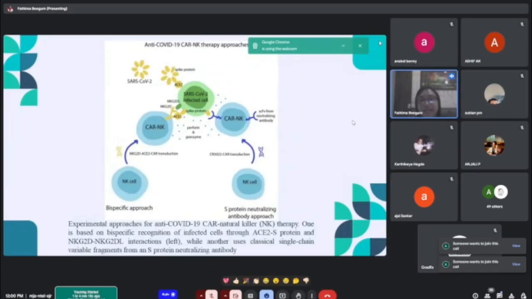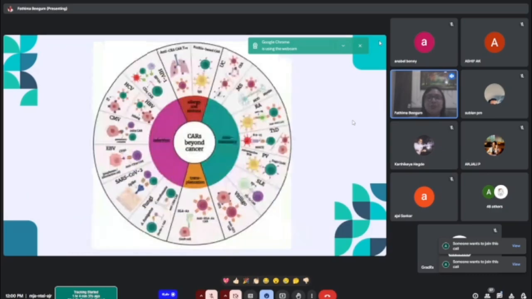Then even for COVID-19, CAR NK therapy approaches are there. NK cells are activated and used to destroy SARS-CoV-2 as well as CoV-1 infected cells. So even for COVID-19, we are now using CAR T cell therapy. So these are all applications of CAR T cell therapy.